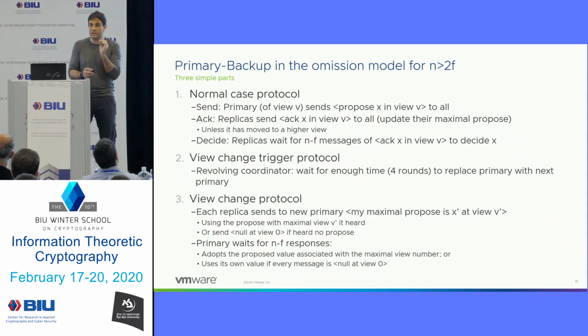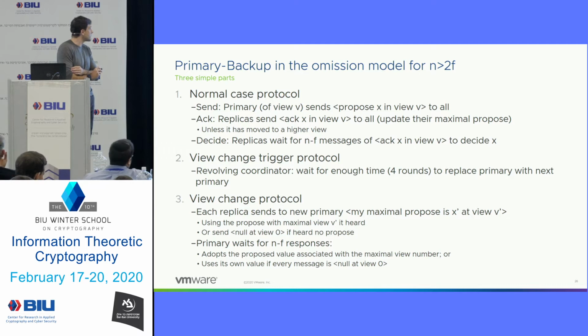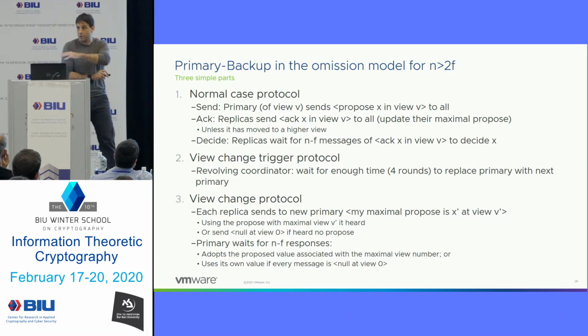But what you're seeing here is basically the core of the consensus protocol of all these protocols that reaches decisions against an omission failure model. It has a normal case. The normal case has 3 phases. The primary sends a message. Everybody responds with an acknowledgement. And then if you see n minus f acknowledgements, you decide. And then we just wait 4 rounds. And after 4 rounds, we replace the primary with another primary.